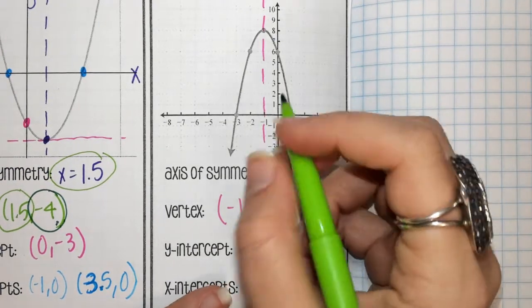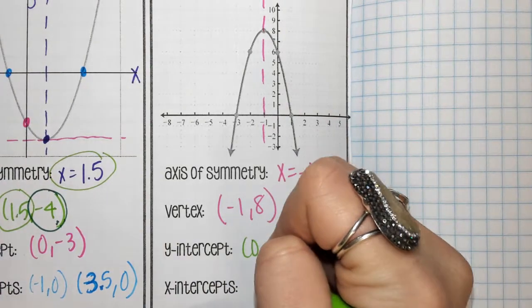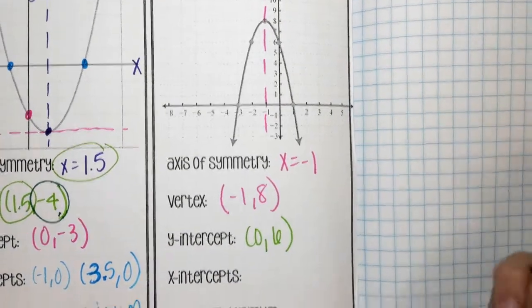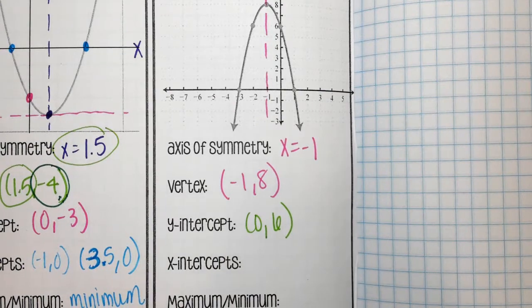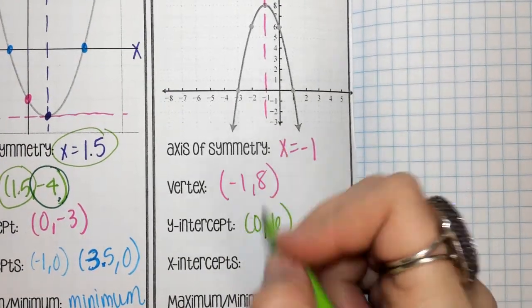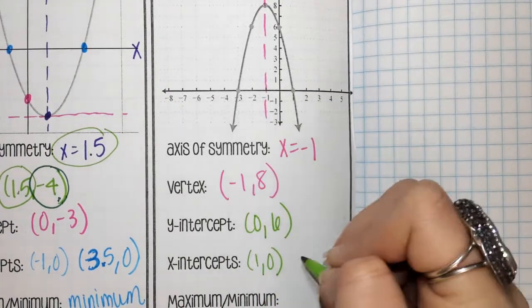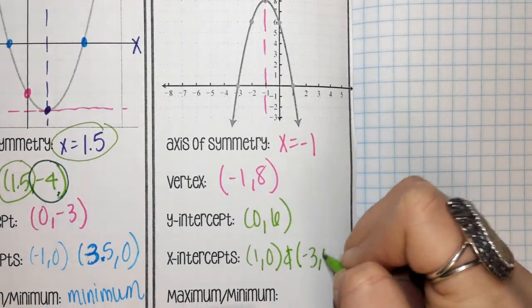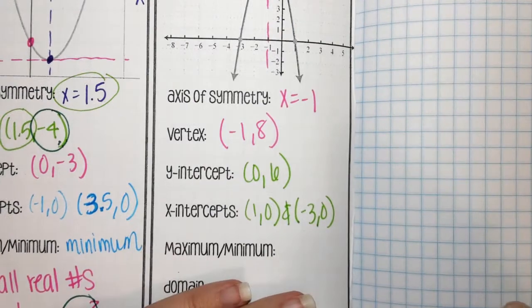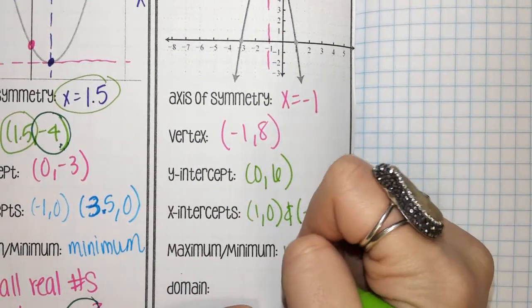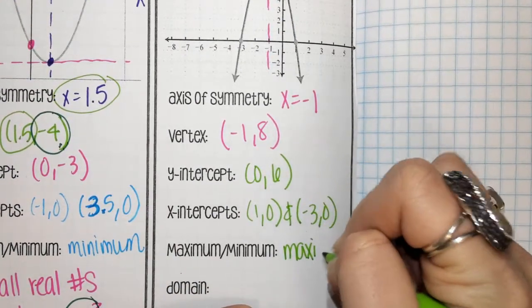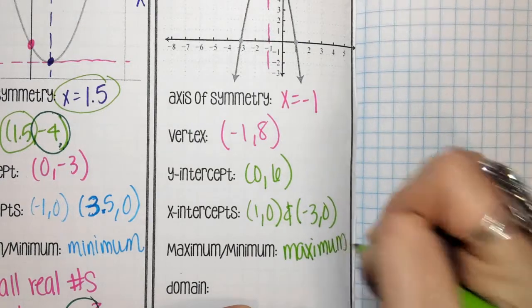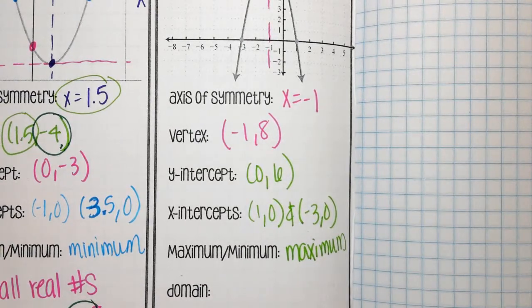All right, what's your y-intercept that y'all got? 0, 6. Awesome. What about x-intercepts? We should have 2, correct? That's 1, 0, and -3, 0. Awesome. And is it maximum or minimum? How many of us got all 3 of those right? Good. Take a point.